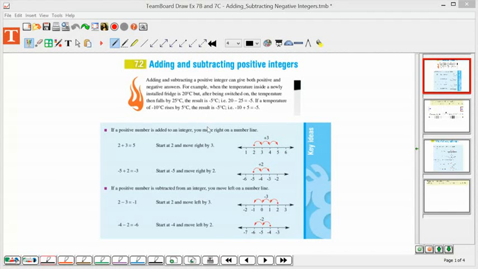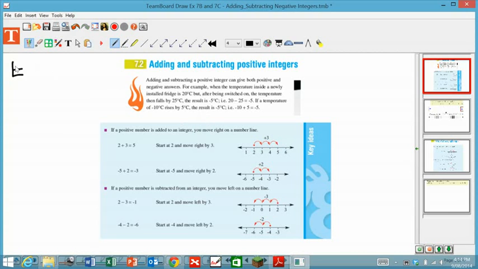G'day Year 7s and welcome to our first video tutorial for our new unit, negative numbers, and this one is going to get you started on exercise 7b and also exercise 7c.